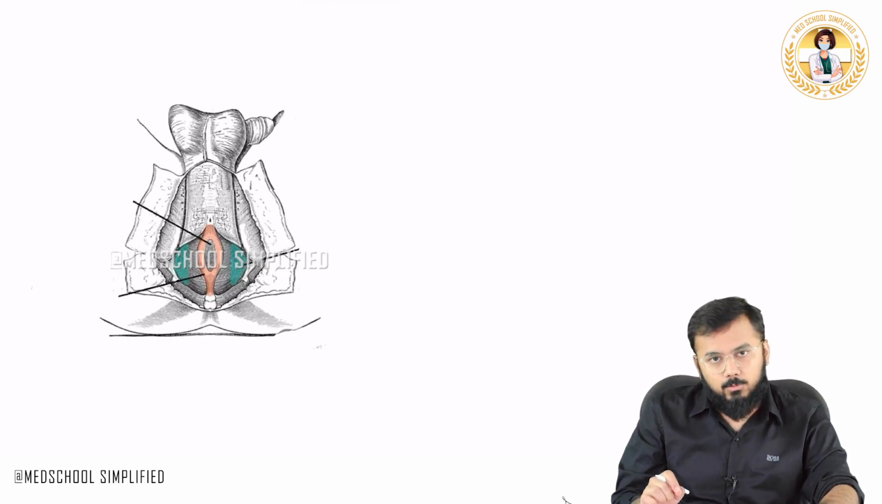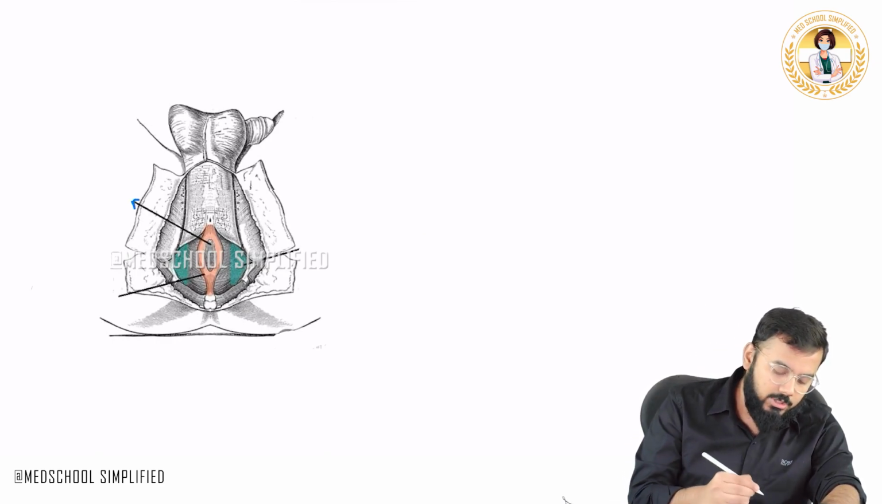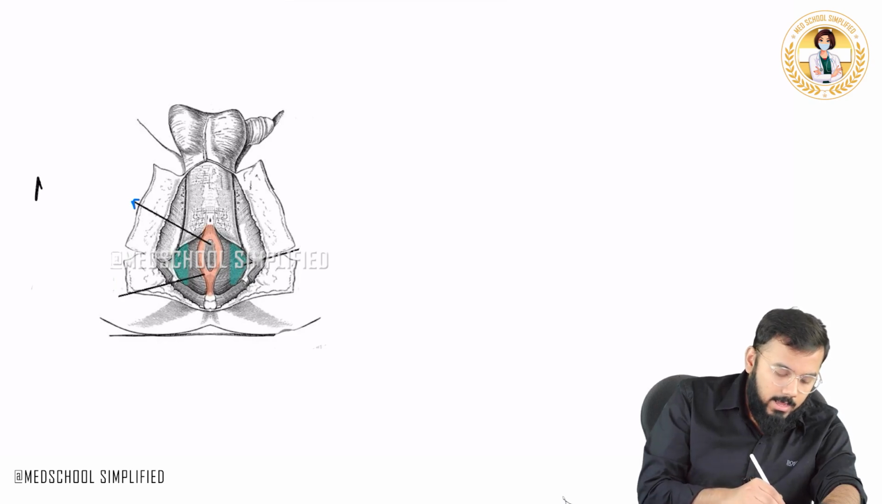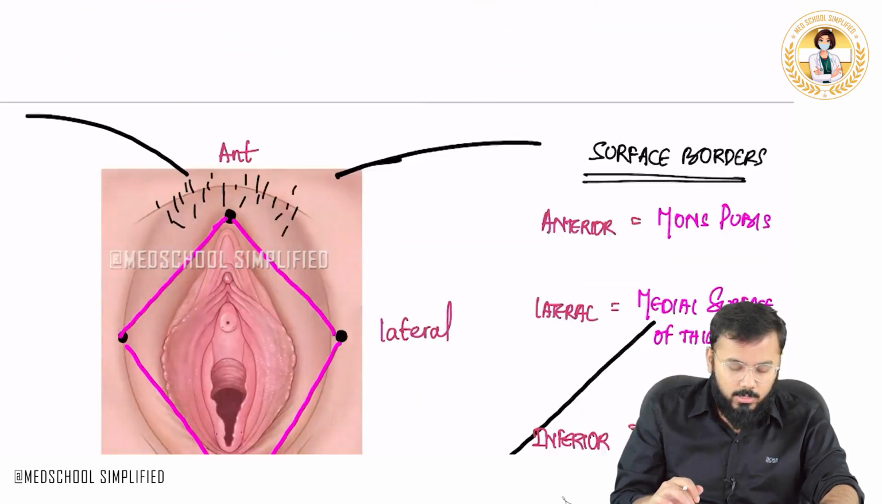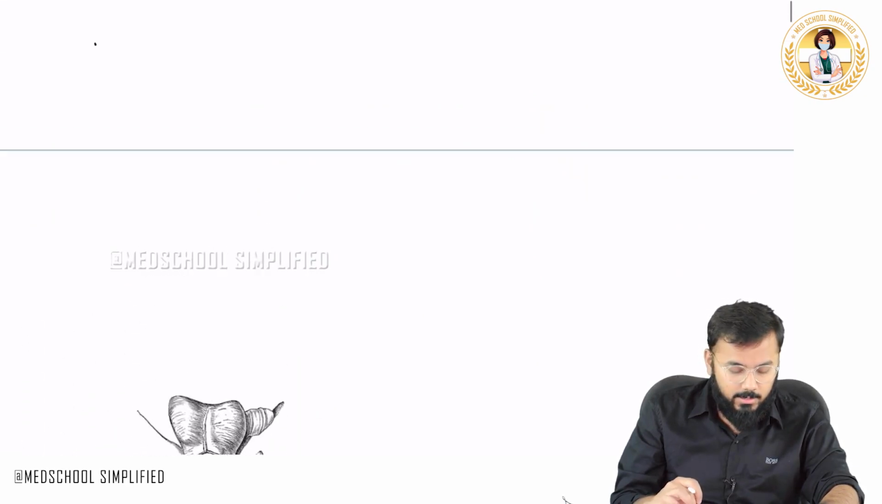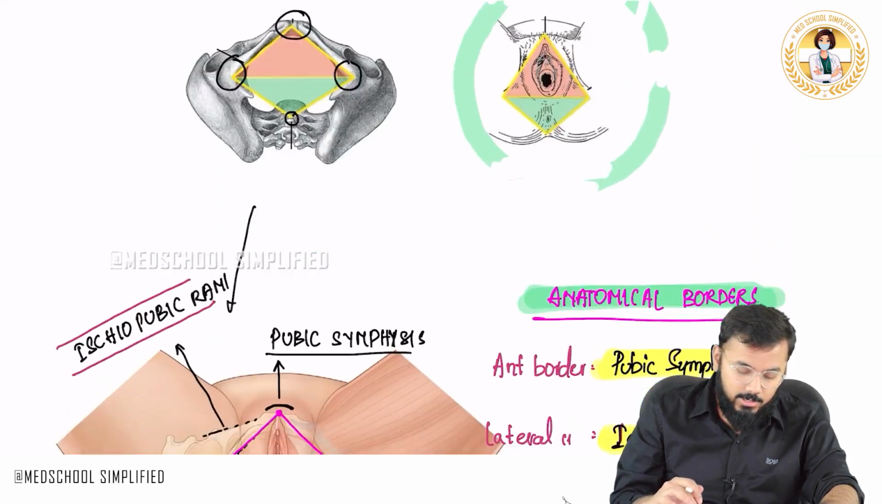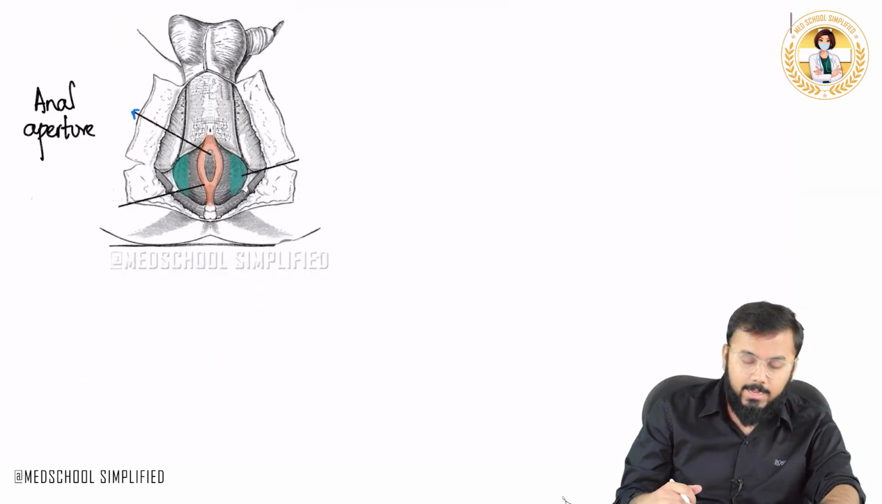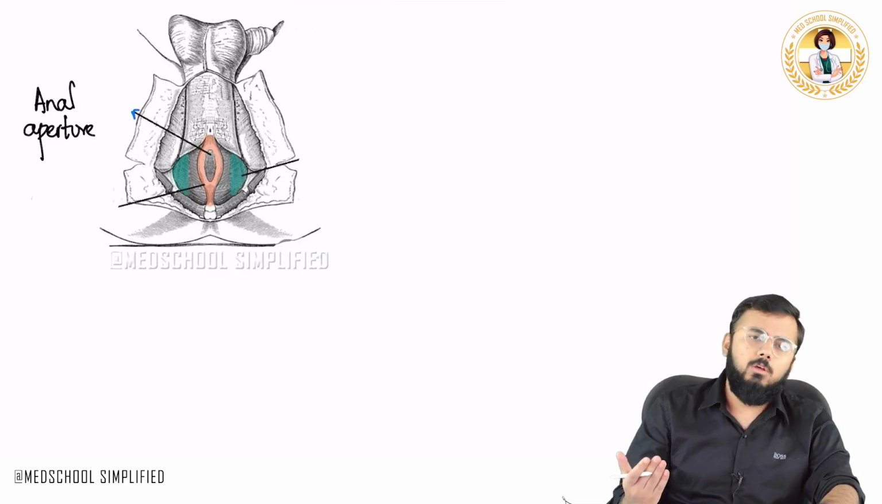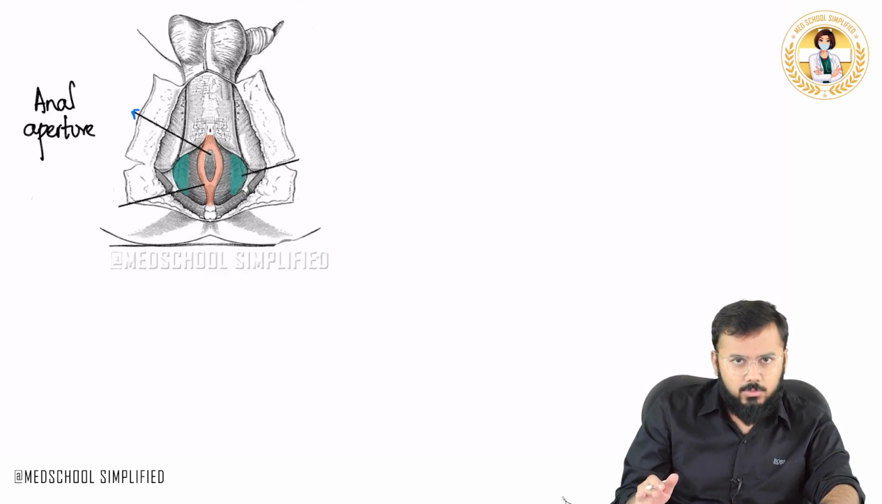Now, why are you calling it the posterior anal triangle? Because this aperture which you can see is called the anal aperture. Now, don't confuse what this new picture is over here. This is the same picture. This posterior anal triangle will be the same for both males as well as females. Yes or no?